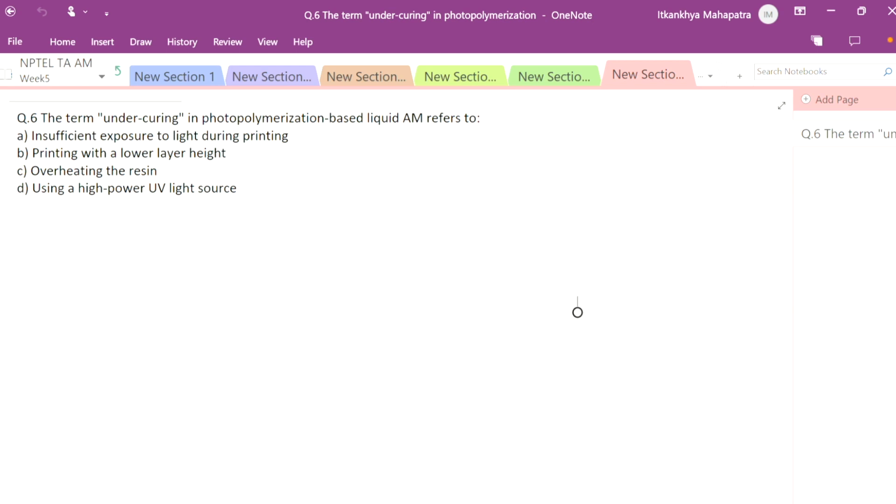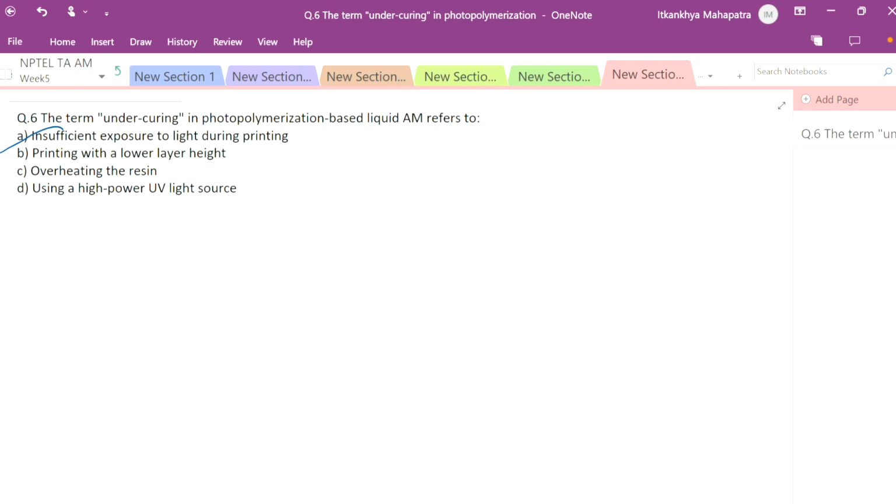In photopolymerization based liquid additive manufacturing, undercuring refers to a situation where the printed object has not been exposed to sufficient light during the printing process. Now, we know that photopolymerization based 3D printing involves using light to solidify liquid resin and create layers of the object being printed. We already discussed this.